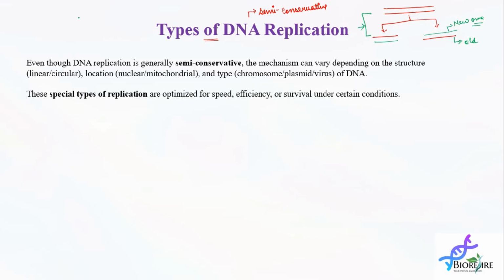Another model is the conservative model. Conservative means one parent molecule is conserved entirely and the second molecule is entirely new. Next is the dispersive model. Dispersive means some part is conserved, some part is new: conserved, new, conserved, new, like this.